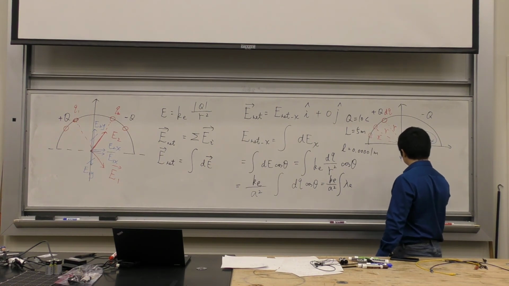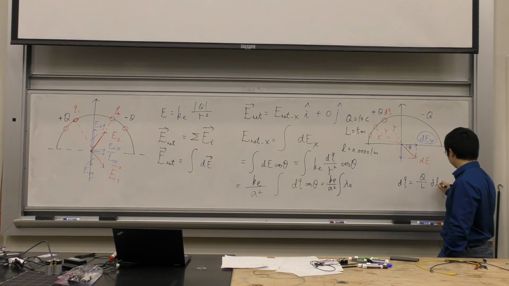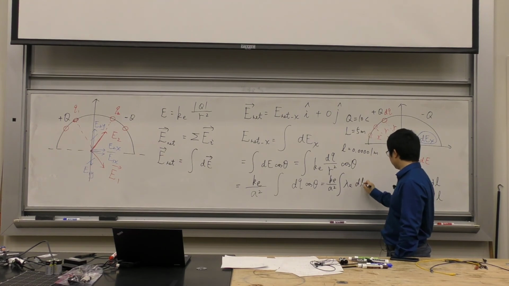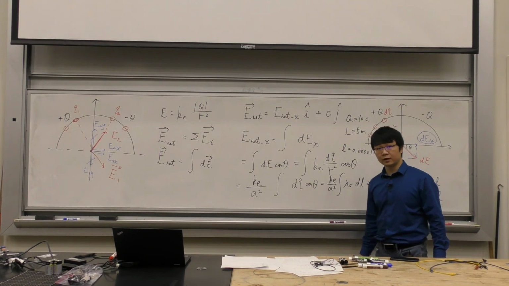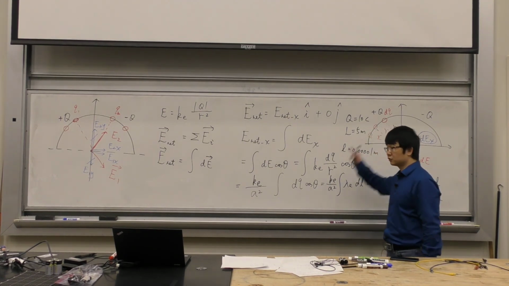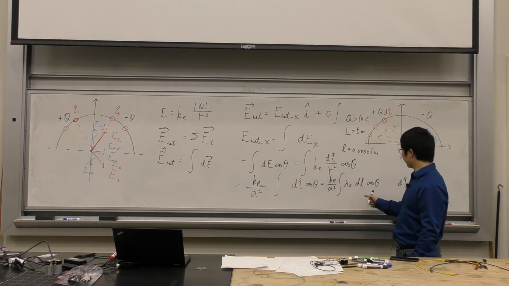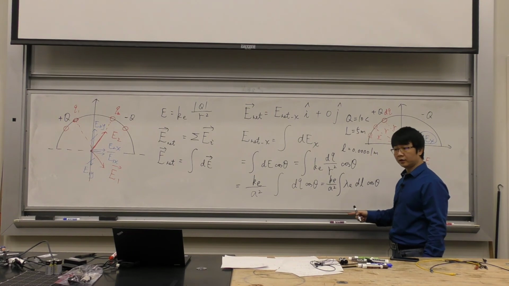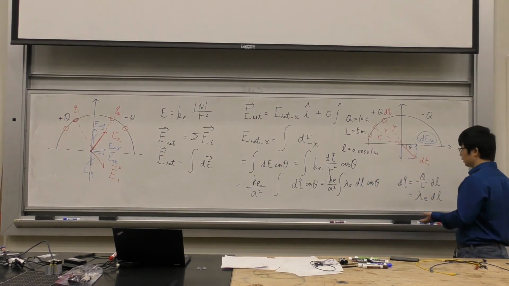All right, so I have dq equals Q over L dl, or lambda_E dl. So lambda_E dl cosine theta. Lambda_E is a constant, right? It's a charge density. If this is uniform charge, the charge density is going to be a constant. So you can take it out, but you still have dl and cosine theta. You still have two variables. You can't integrate them unless you write them as a function of one variable.